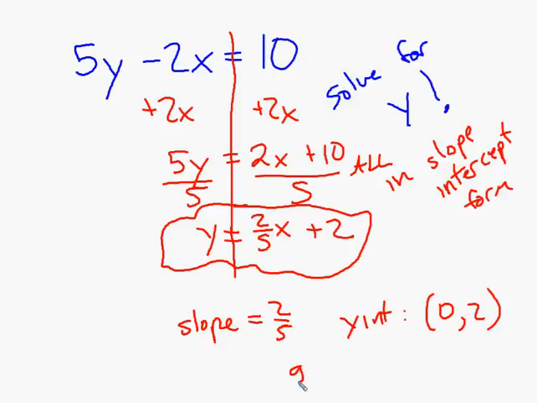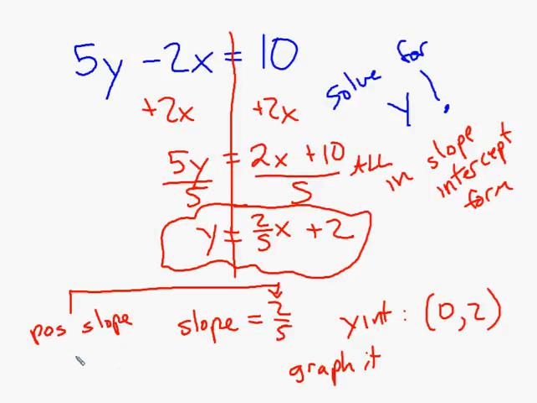And now we're going to graph it. But before we graph it, let's get some common sense. This is a positive slope. That means as I read left to right, the line is going up.